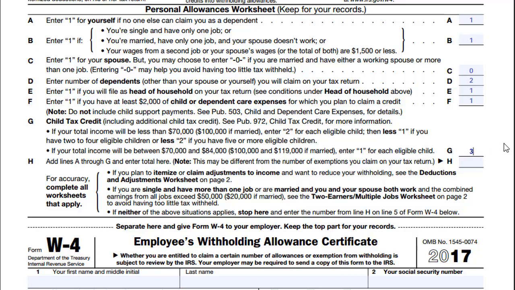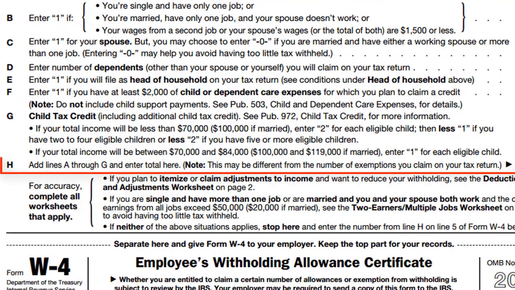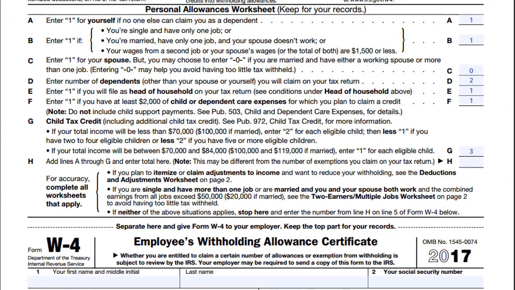If Susan were married or earned more income, she still might be eligible for a child tax credit allowance. It's just it would not be as much. Line H. Add lines A through G and enter the total here. Note, this may be different from the number of exemptions you claim on your tax return. Susan adds lines A through G and comes up with 9. Susan enters 9 on line H.